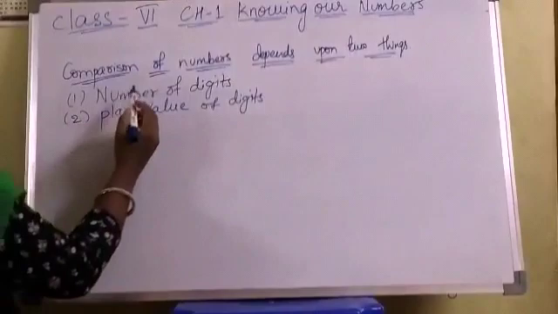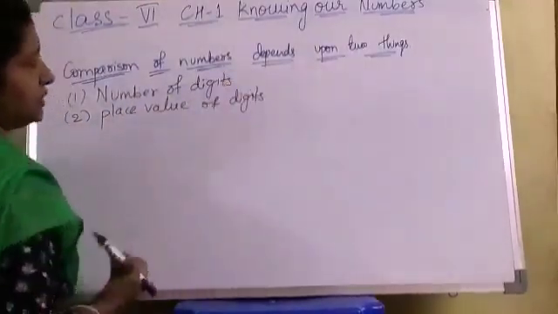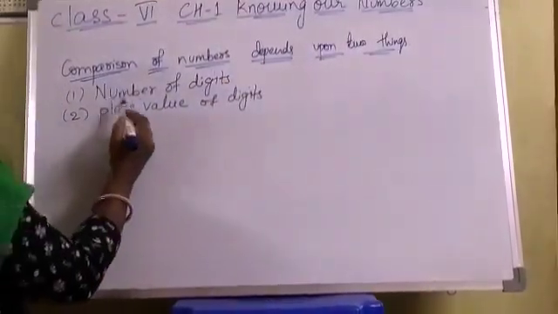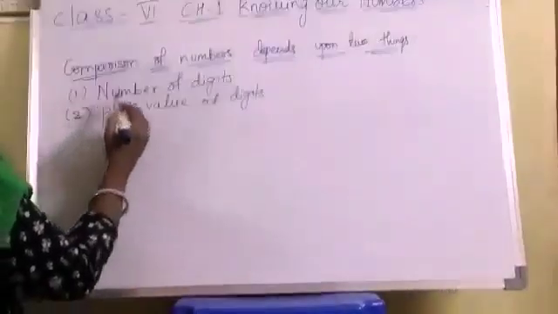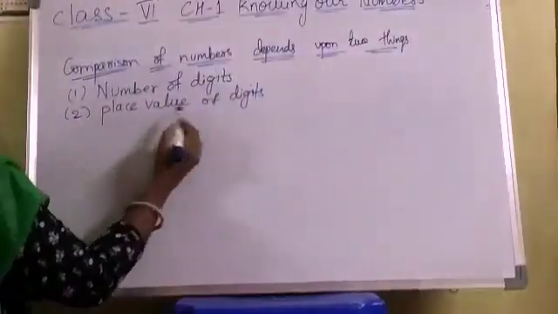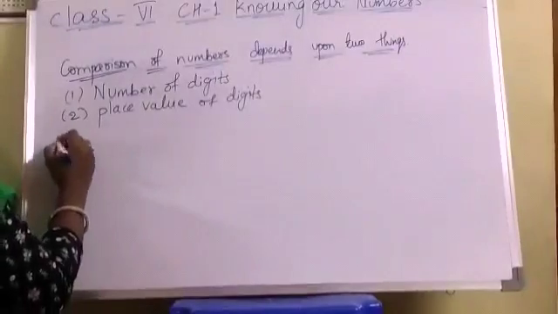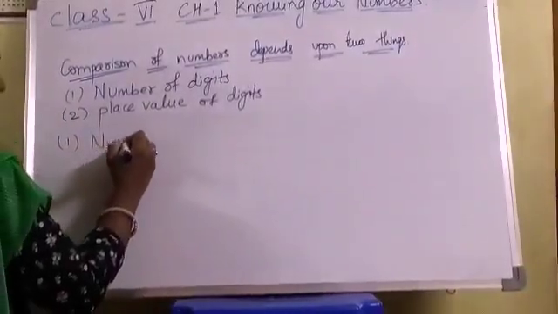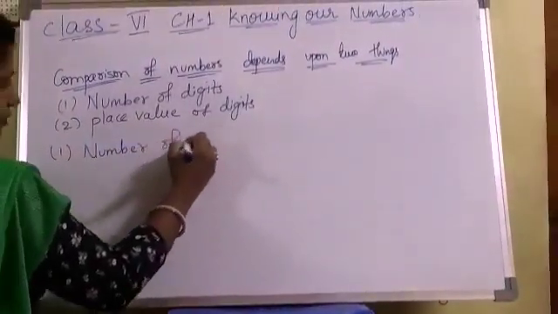Now first we will deal with comparison of numbers. It depends upon two things. The first one is the number of digits, and the second one is the place value of the digits. First we will discuss how to use the number of digits.